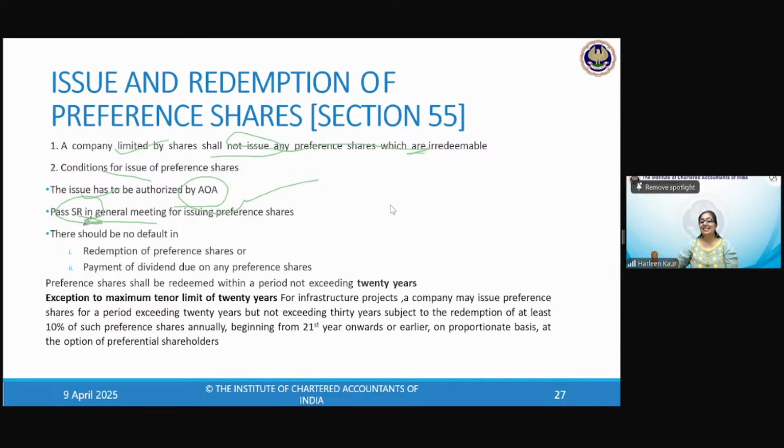So you will pass SR in the general meeting for preference shares. There shall not be any default in redeeming of the preference shares and payment of dividend. Now, I am a company ABC Limited. And in the year 2018, I am planning to issue redeemable preference shares. Irredeemable are not allowed.